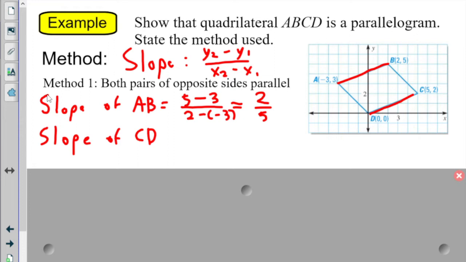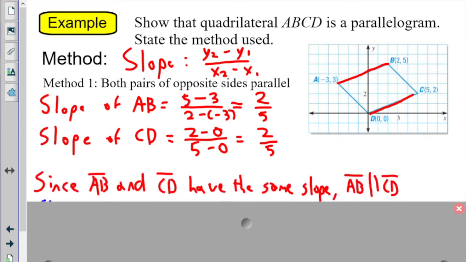So now I'm going to do my slope of C to D, and my hope is that I also get 2/5 again. And this one's easy because one of the points is 0, 0. So change in y, my y coordinates are 2 and 0. I'm going to subtract them. Over change in x, my x coordinates are 5 and 0. I'm going to subtract them. And when I do that, 2 minus 0 is 2, 5 minus 0 is 5. And there we have our slope of 2/5. So because these slopes are the same, I know that A to B and C to D have to be parallel to each other because they had the same slope.